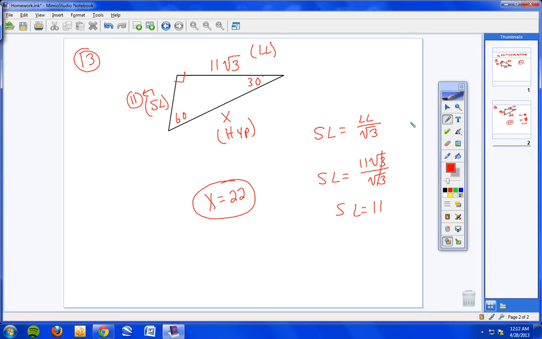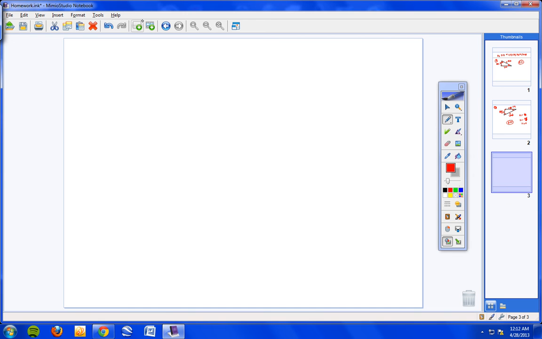Remember, I don't think I've drilled this as much as I should have. All the problems we're doing today are 30, 60, 90 triangles. So everything that we're doing only works when you have a 30, 60, 90 triangle. Very important that you understand that.